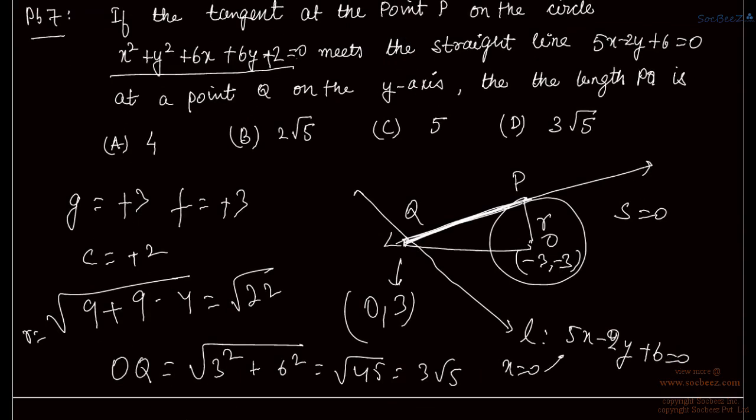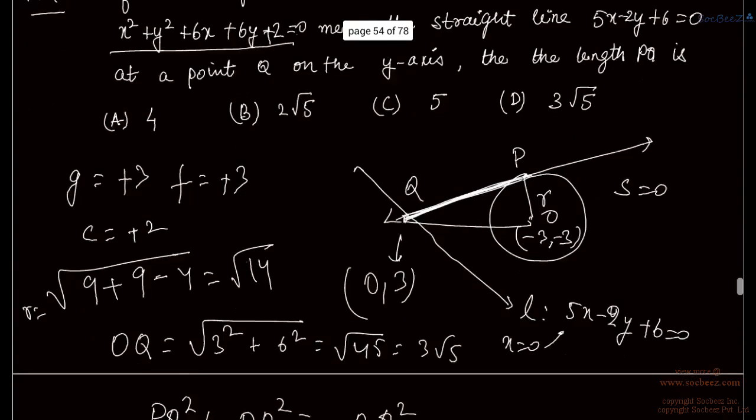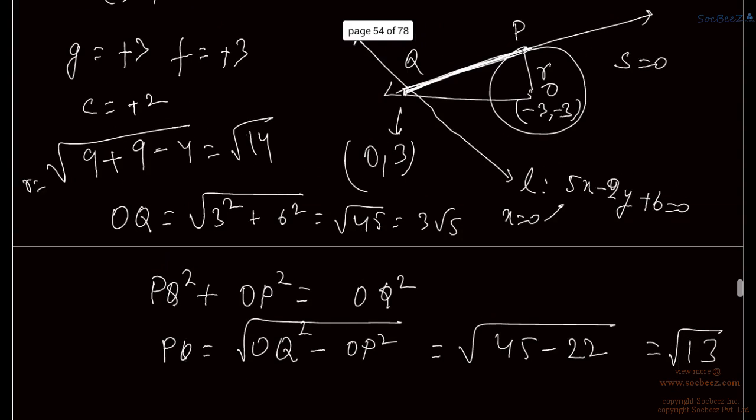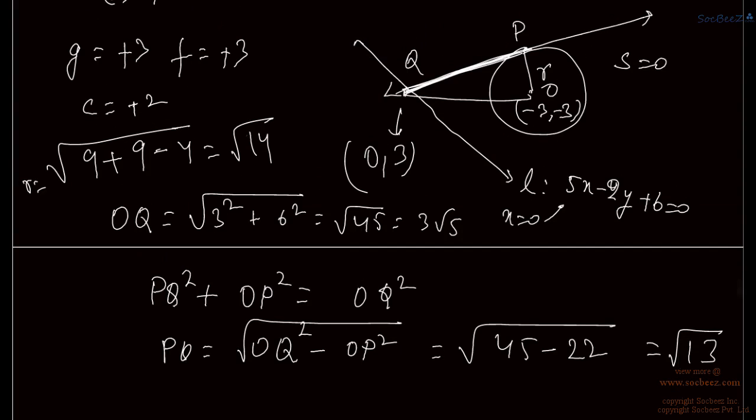G square plus F square minus C, which is minus 4. So this is 18 minus 4, 14. And thus we have OP, the radius, as 14.